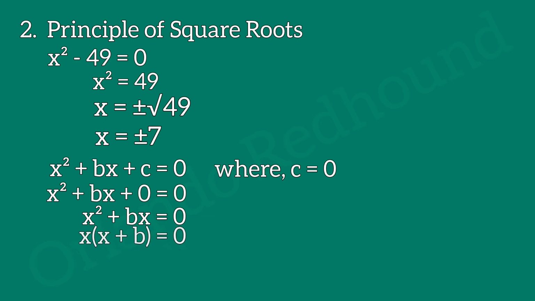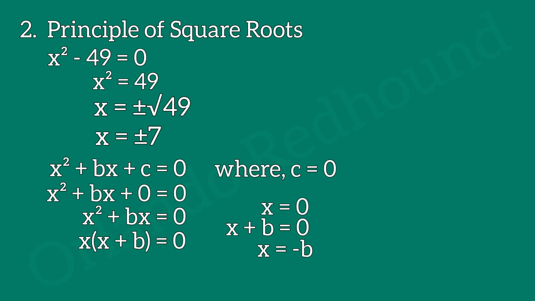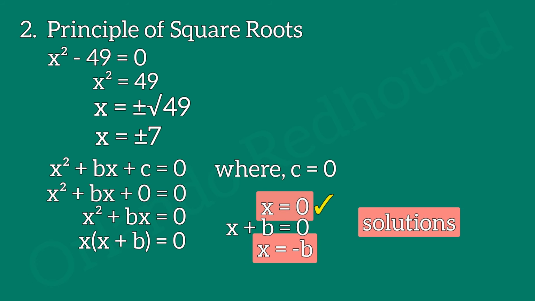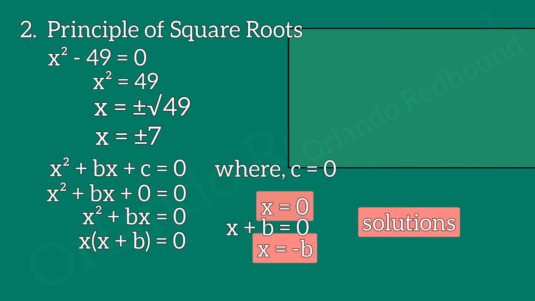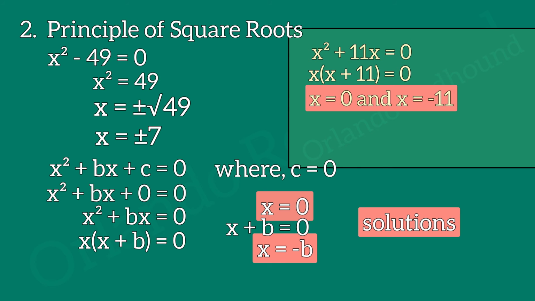We can find the solution by factoring out x from the x squared plus bx equals 0 equation as shown. Then the solutions can be found by letting x equals 0 and x plus b equals 0. So the solutions are x equals 0 and x equals minus b. For example, if we have x squared plus 11x equals 0, the solutions are x equals 0 and x equals negative 11.